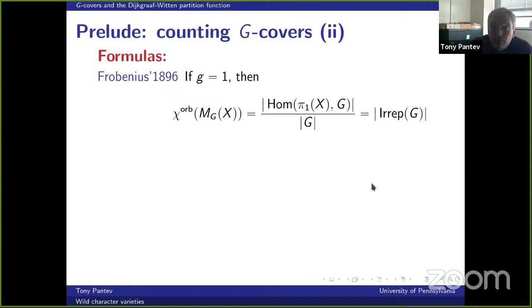who found the formula for genus 1. So this is just a finite group, and you're counting up to conjugation the number of commuting pairs of elements in the group. And Frobenius actually proved that this is the number of irreducible representations of the group G. Okay, so this formula, it's a great formula. And if you think about it for a second, you'll figure out how to prove it. But it's not completely obvious how it generalizes.